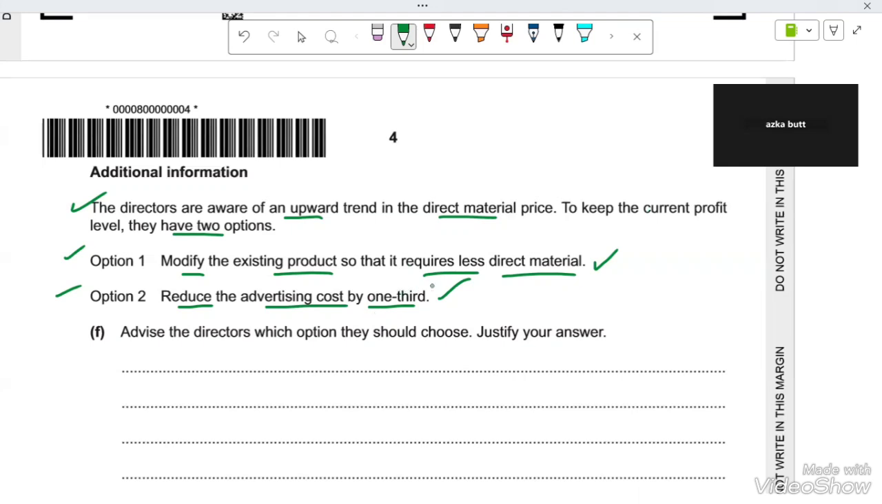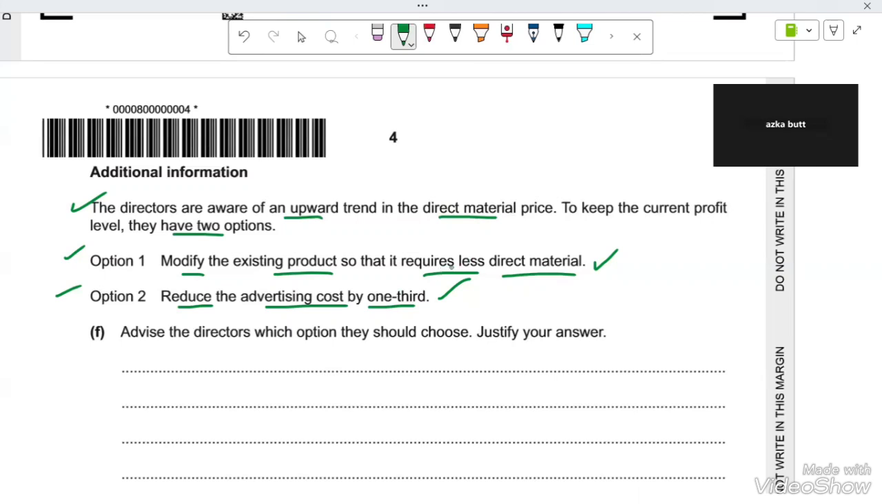However, there's a loss of sales volume, because advertising drives sales and reducing it could result in lower demand, leading to lower total revenue. If competitors continue advertising, they may gain market share. There are also some quantitative comparisons.